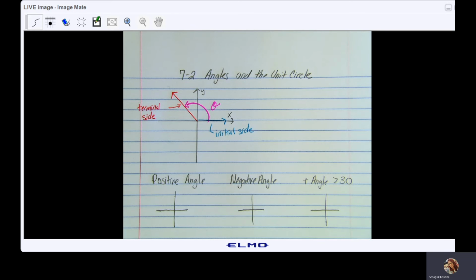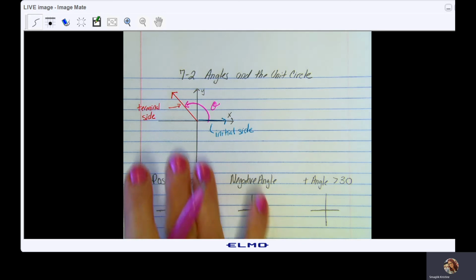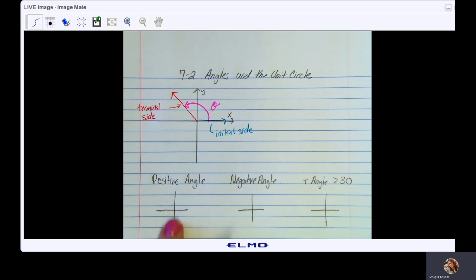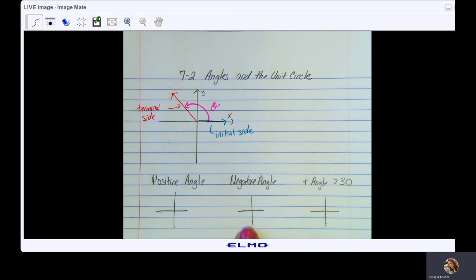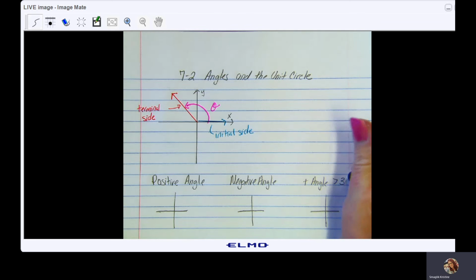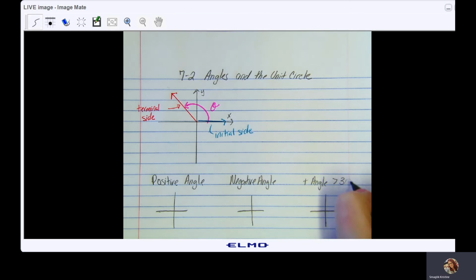Now let's talk about what's called coterminal angles. So I can have the same angle here. I can give it a positive angle measure, a negative angle measure, or we can also go over 360. And man, I wrote this so fast. That should not be 30, it should be 360. I missed the 6.